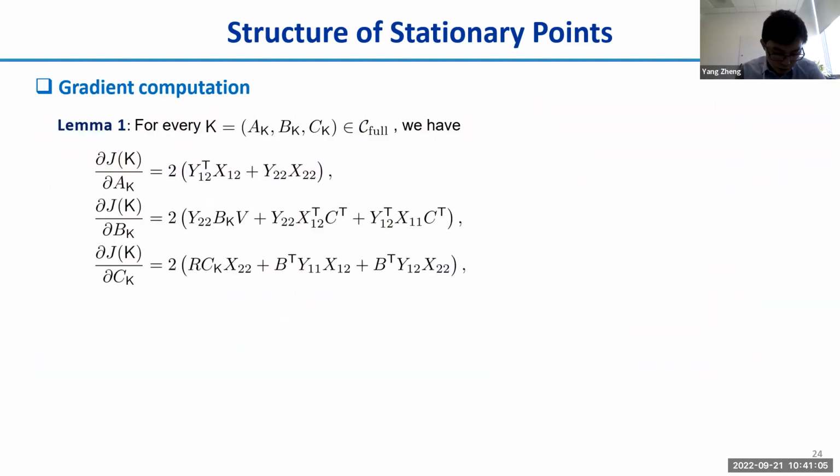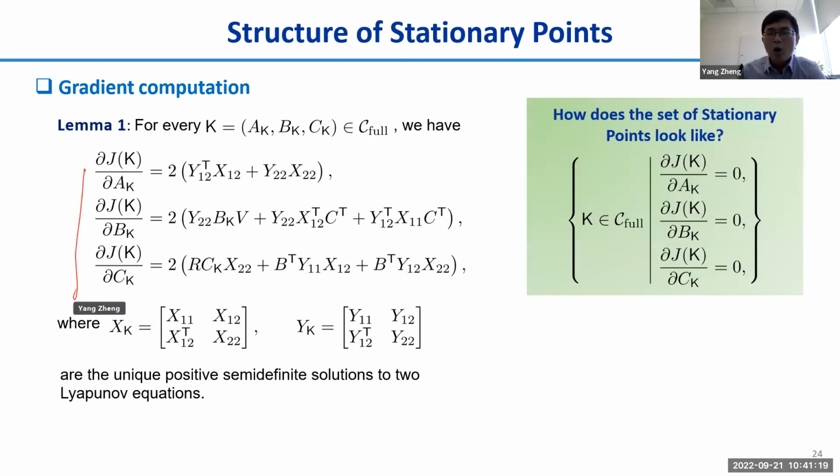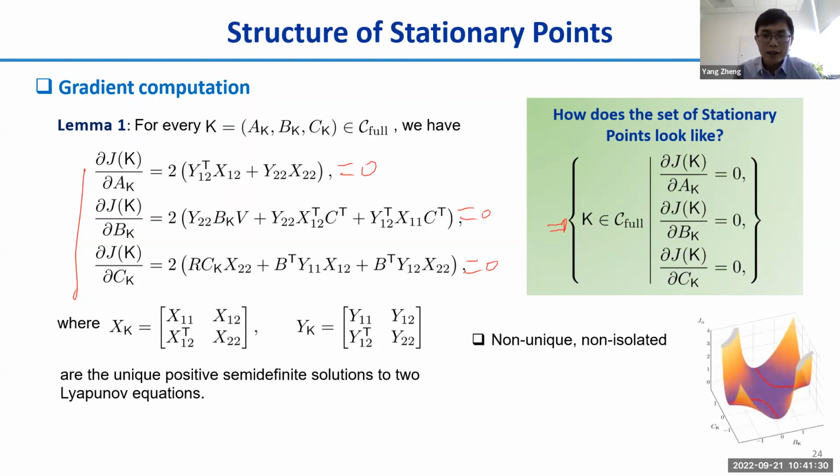So let's look at the gradient. We can compute the gradient analytically, if we know the model, by solving two Lyapunov equations. This will be the gradient formula. And then our question is that suppose this gradient equals 0, then we can define a set of stationary points. How does this set look like? We know this set is not unique and not isolated because we know the global optimal solution is not unique and not isolated. For this case, the gradient will be 0.